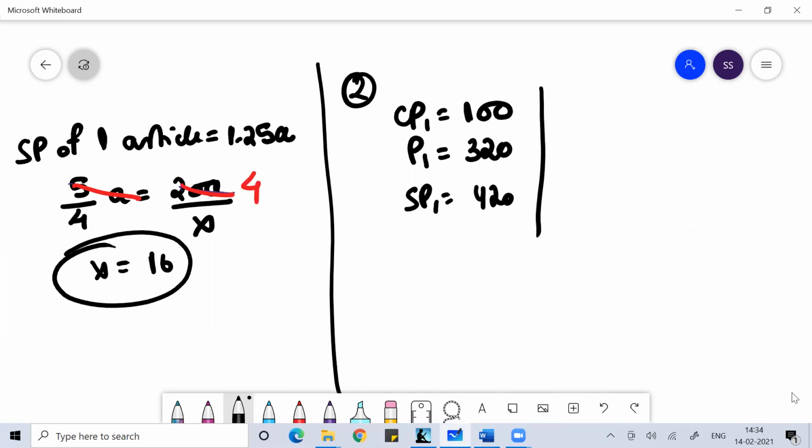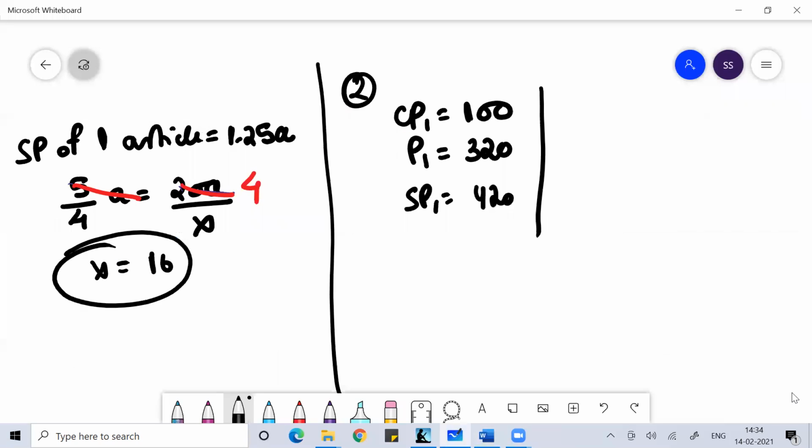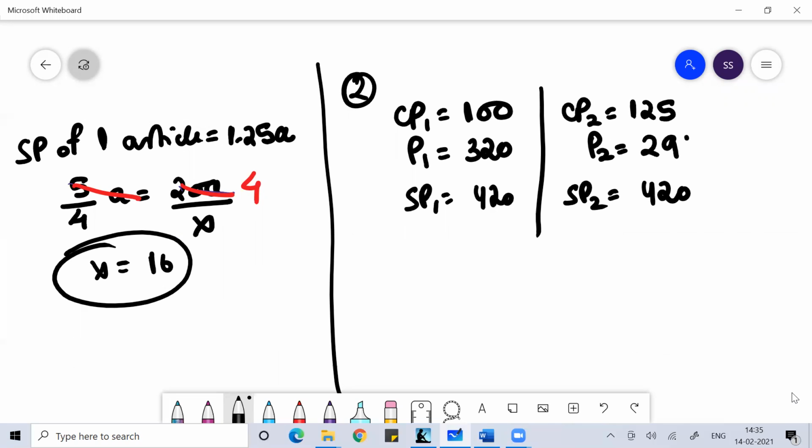Correct, right? Fine. Then going further, it is written if the cost price increased by 25%. So if your cost price increased by 25%, it means your cost price becomes 125, and the selling price remains the same. So what will be your profit? Your profit will be 420 minus 125, that will be 295 rupees. Then the question is, your profit is how much percentage of your selling price? So that is your question.